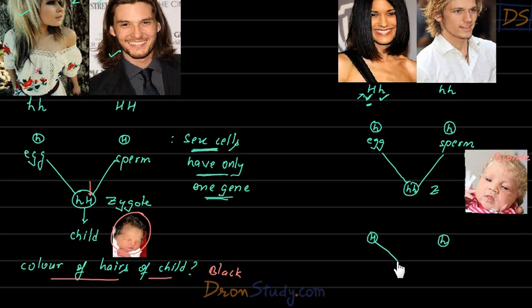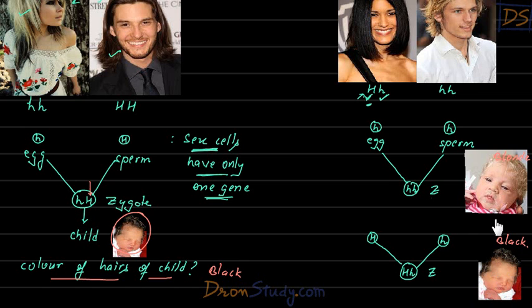And if that is the case, then the zygote formed will have one capital H and one small h. And in this case, what do you think about the color of hairs of the child? One gene is capital H, another gene is small h. What will happen in this case? Something like this, black hairs.